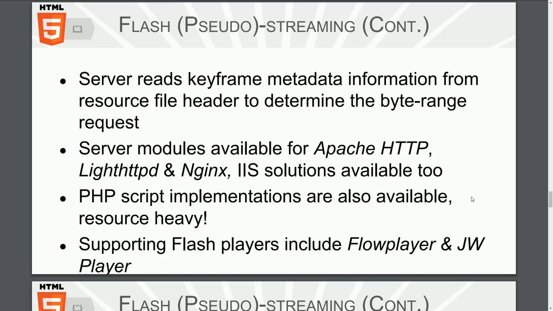Server reads keyframe metadata information from the resource file header to determine the offset. Okay, I've just said that. And the server modules are available for Apache and Nginx, IIS if you want to do that. There's also PHP scripts that can do it, although that opens the file and reads it. I'm not sure how efficient it is, but all you have to do is read the first couple of bytes of the file to figure it out. I think actually it's probably the serving of the file through PHP rather than offloading that onto the web server, which is why it's resource heavy.